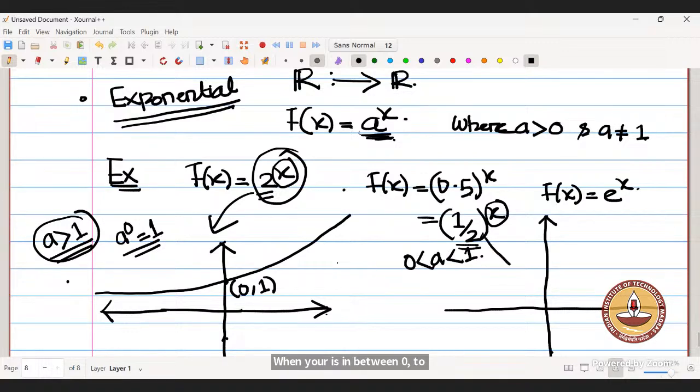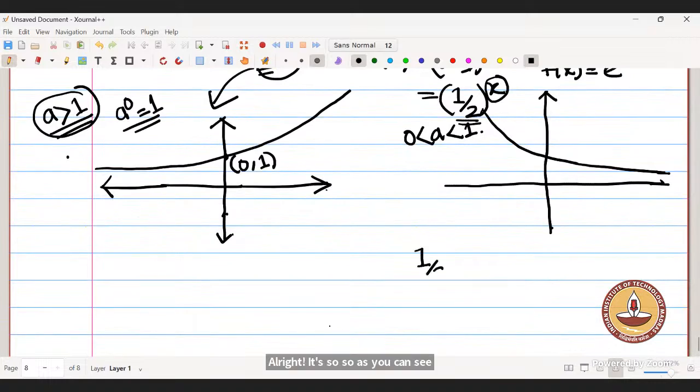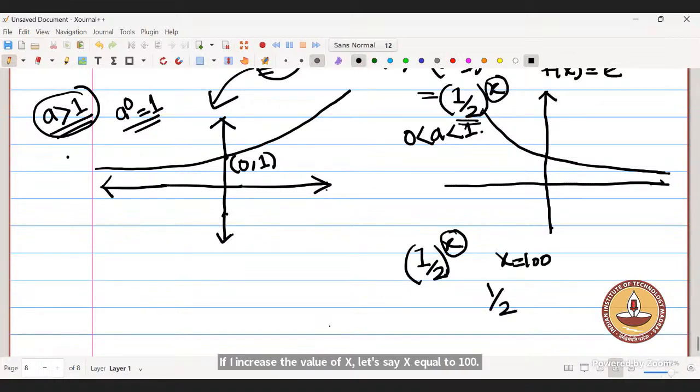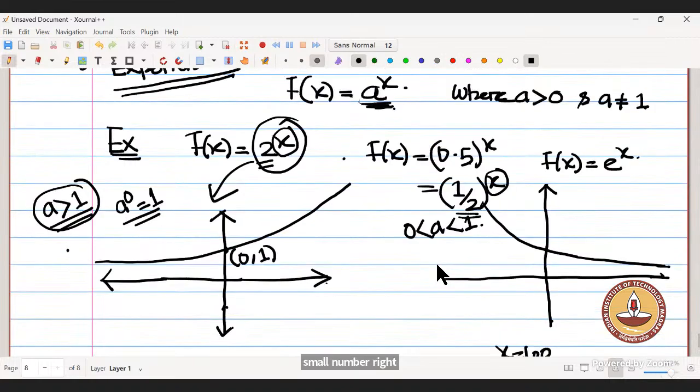So the value will decrease, right? As you can see, if I have 1 by 2 power x and I increase the value of x, let's say x equal to 100, what am I getting? 1 by 2 power 100, which is a very small number, right? So when a is between 0 and 1, if I increase the value of x, then the whole thing will decrease.